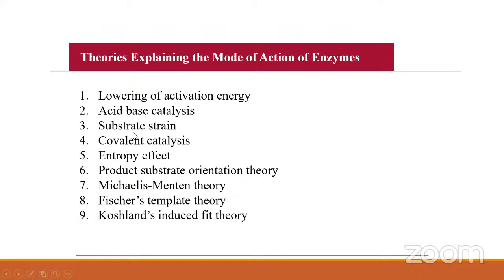So these are the other theories explaining how the enzymes work. Actually, these are all not needed. I'm just mentioning the names only. Acid-base catalysis, substrate strain, covalent catalysis, entropy effect, proximity and orientation theory. These are all other mechanisms or theories explaining how enzymes act in our body. The important theory that you have to mention is how the enzymes work by lowering of activation energy. And this has been explained using three theories, that is Michaelis-Menten theory, Fischer template theory, and Koshland induced fit theory.